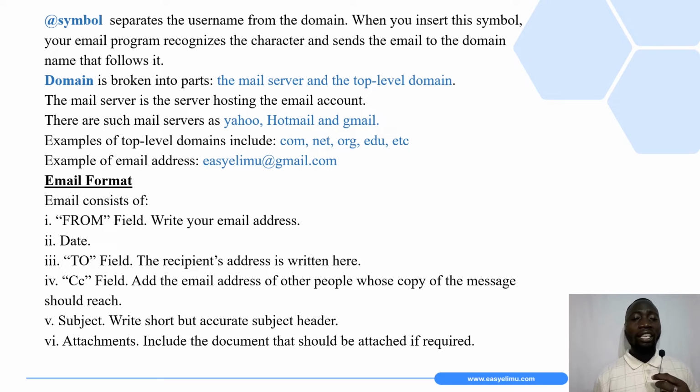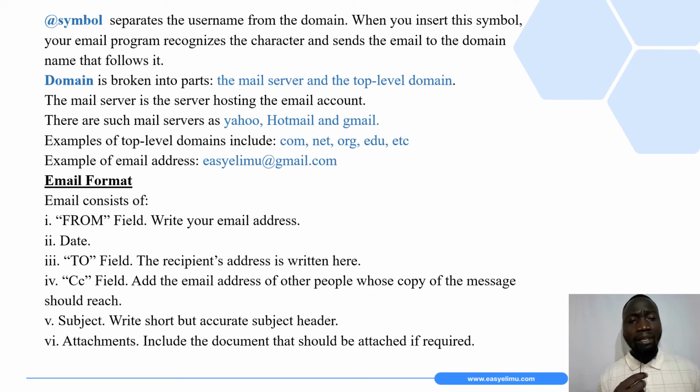So the example that we have is easyelimu@gmail.com. So easyelimu is our username. Then we have the @ symbol. So after the @ symbol, we have got the domain. So the domain is having both the mail server, that is Gmail, and the top level domain, that is .com.